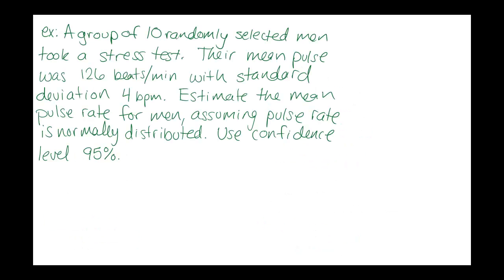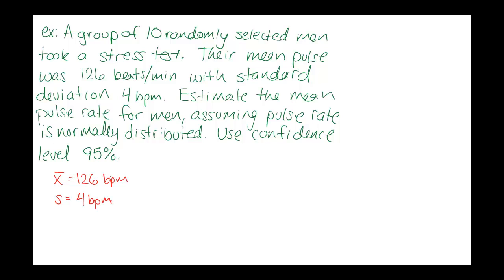So I have an example here. I'm going to give you an example where the sigma is not known, because if sigma is known, our calculation is going to be very, very similar to what we did with proportions. You'll find the critical number in the exact same way. So in this case, we've got 10 randomly selected men. They take a stress test, and then we look at their pulse rate. So their mean pulse was 126 beats per minute. Now this is the mean of the sample, so I would write x bar is 126 beats per minute. And the standard deviation of their pulses was 4 beats per minute. Again, this is for the sample, so this is s.